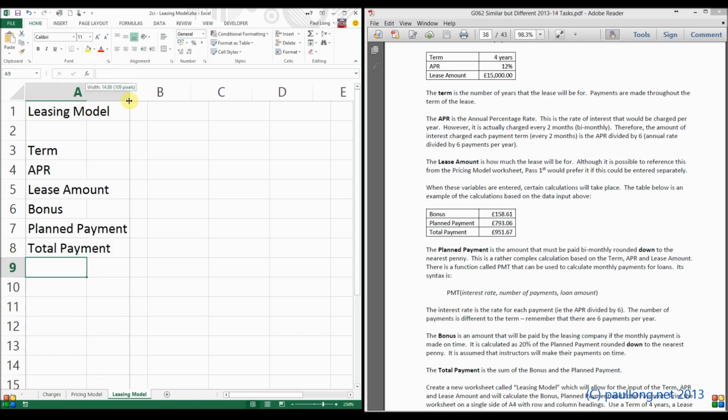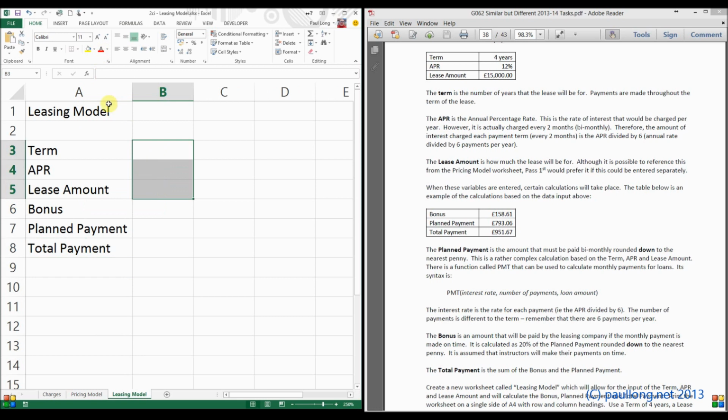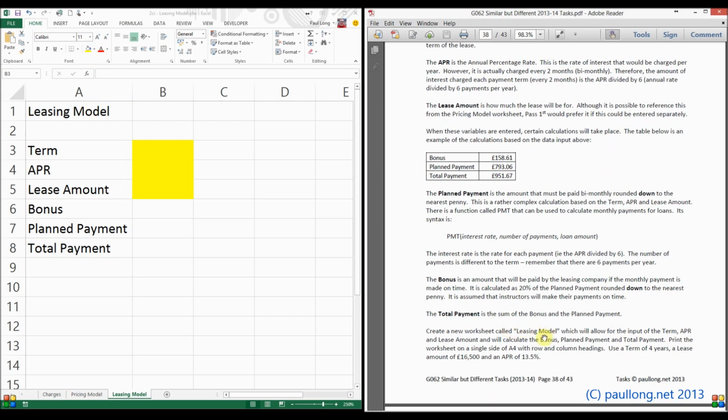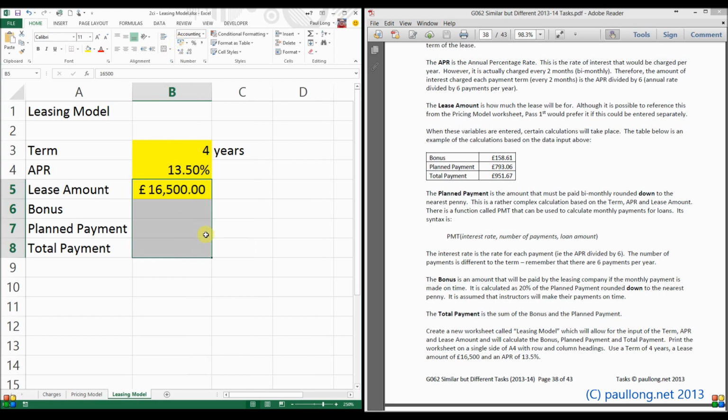Now we know that the first 3 are going to be inputs. We've been using a yellow highlight so far to indicate input. And let's have a look at the data we need to have in there. So we need to have a term of 4 years. We need to know what the units are, so let's put the word years there. An APR of 13.5% and a lease amount of 16,500, and let's format all of these as currency. There we go.